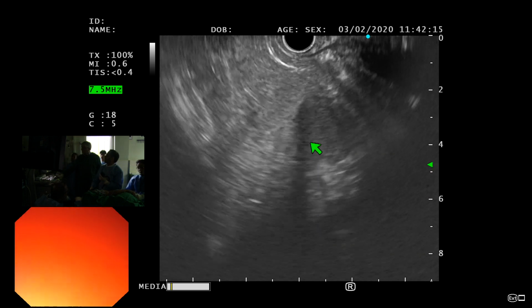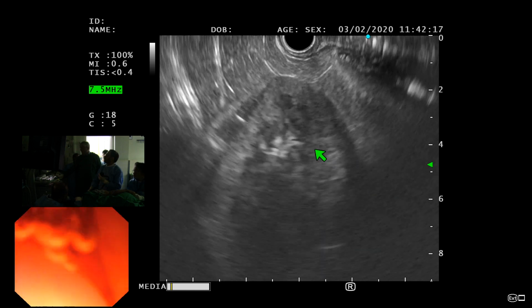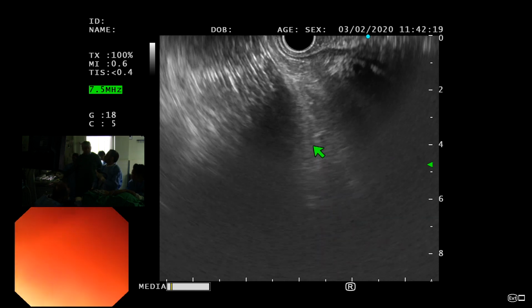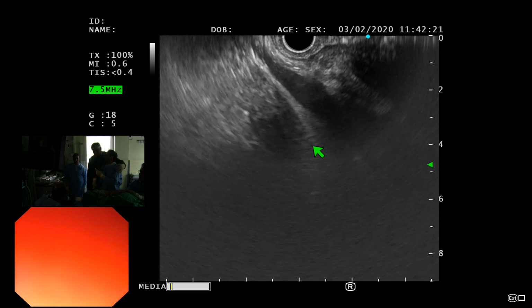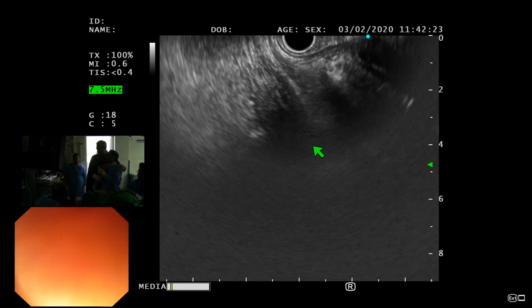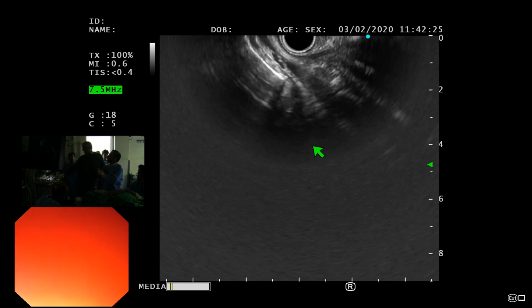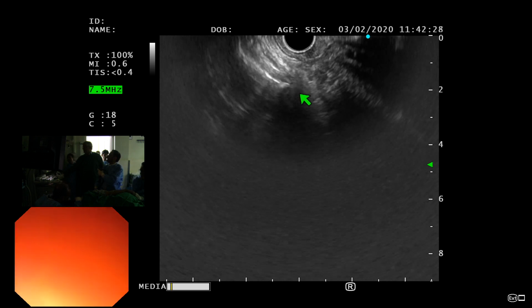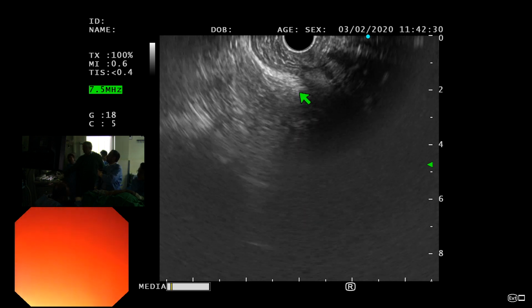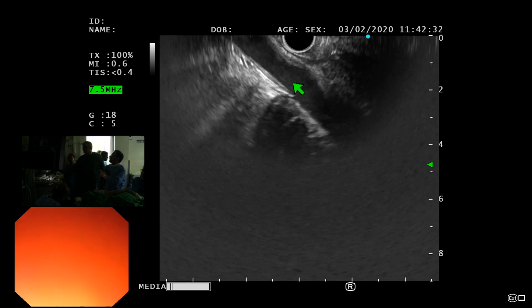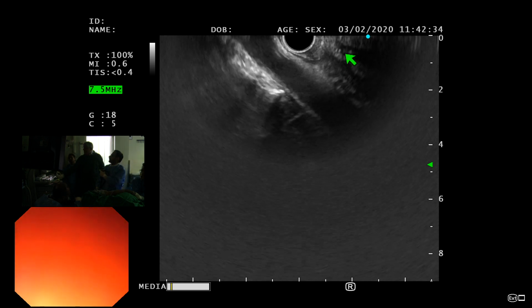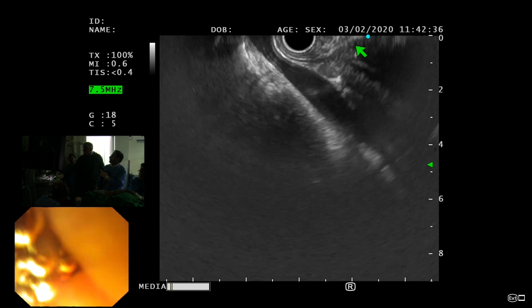Can you see it? Yes, we can see that. Now go back clockwise, gently, slowly. Keep your scope straight. Just keep it as straight as you can. That's your IVC. That's compressible. Keep going. That's aorta. Go back a little bit more. That's your aorta. Now when you see the aorta, can you see air here very nicely shown through the stent?